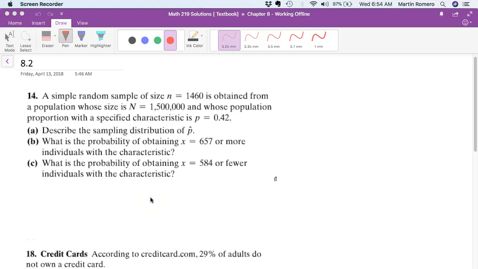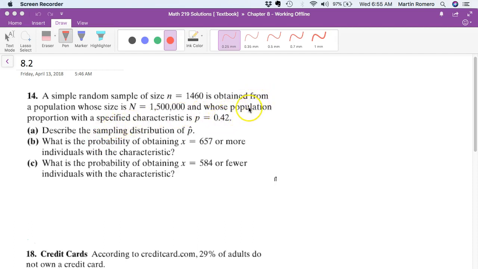This is chapter 8.2, written homework solutions from the textbook. This is problem number 14. It starts off giving us some situations about a simple random sample of size 1460 obtained from a population of 1.5 million. And we have a population proportion with a specific characteristic of 0.42.